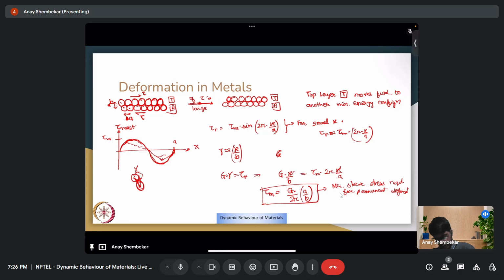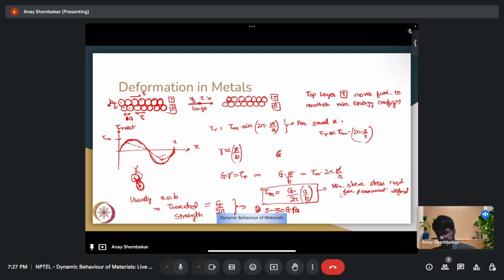Usually you would have a and b to be quite similar, which means that the theoretical strength of the material to resist permanent deformation would be something like G by 2 pi, which will be in the order of GPa, maybe 3 to 30 GPa. So it's a very large shear stress required just to move this material and effect a permanent deformation.